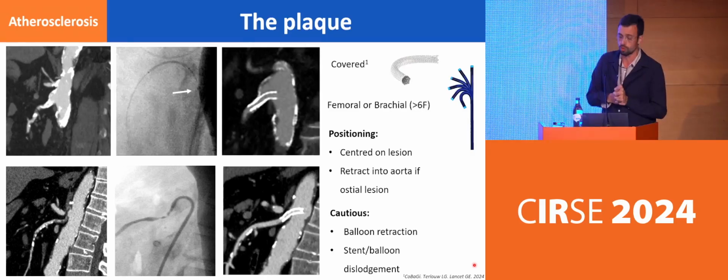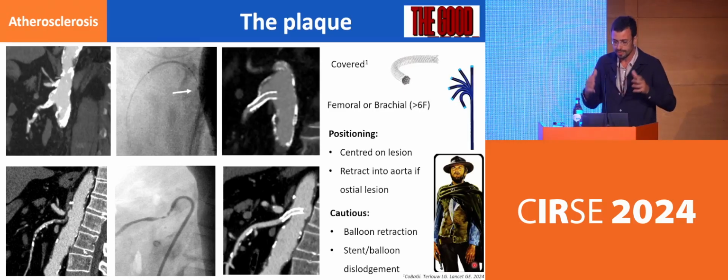Be cautious if you use a balloon expandable stent, because we have had some cases of balloon retraction or even stent balloon dislodgement if you don't perform a pre-dilatation. So the plaque is really the good, because if you're a little bit experienced, those procedures can last less than 1 hour in local anesthesia.